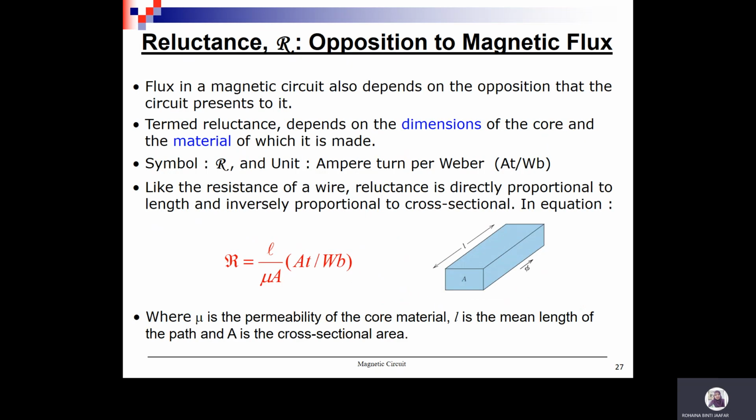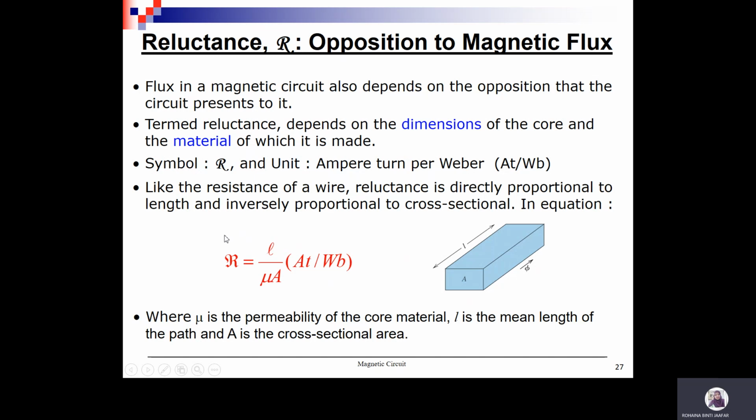And then this is the reluctance, or R, the opposition to magnetic flux. In electrical circuits, reluctance is the same as your resistor. In a magnetic circuit we use reluctance, but in electrical we use resistor. So flux in a magnetic circuit also depends on the opposition that the circuit presents to it. The term reluctance depends on the dimensions of the core and the material. And the unit of reluctance is ampere turn per Weber.